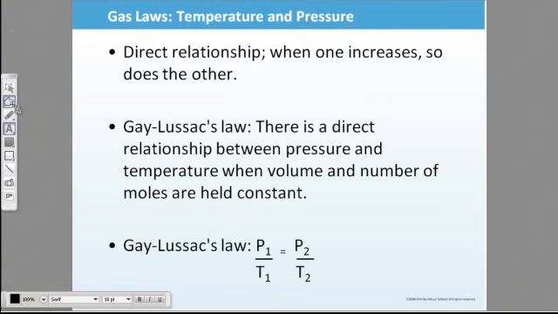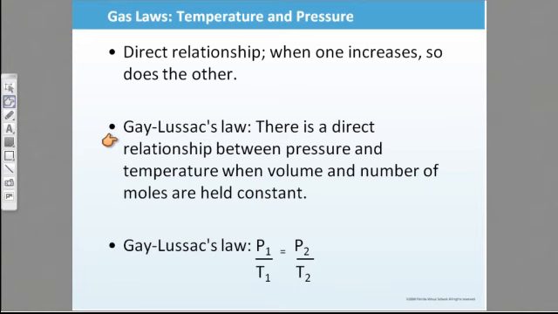All right, the second relationship is a direct relationship, and this one is going to be between temperature and pressure. Direct relationship means that if one goes up, so does the other. They both go the same direction. This one is called the Gay-Lussac law, and that law simply says there's a direct relationship between pressure and temperature when volume and number of moles are held constant.